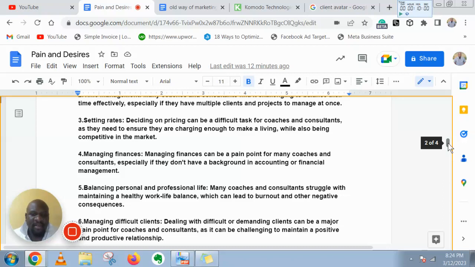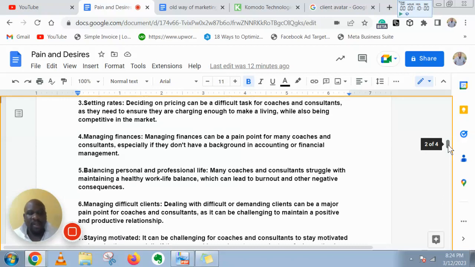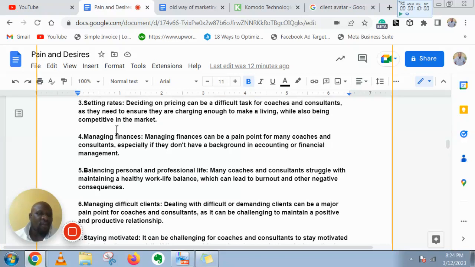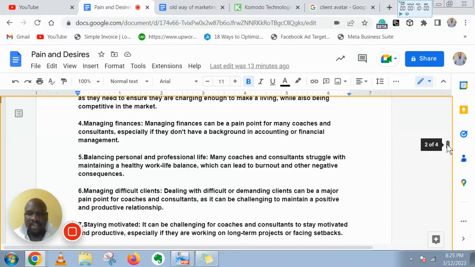Managing finances can be a pain point for many coaches and consultants, especially if they don't have a background in accounting or financial management. Oh, this is really true. I came across one particular person who targets coaches and consultants with a particular offer around managing their finances and expenditures. This is another hard process. I would really assume that they've figured out a way to handle this. I was so surprised to discover this. It seems as though, on average, maybe 40% of the market space where coaches and consultants are concerned have this particular issue. And it does make sense, but I just still have to share that.